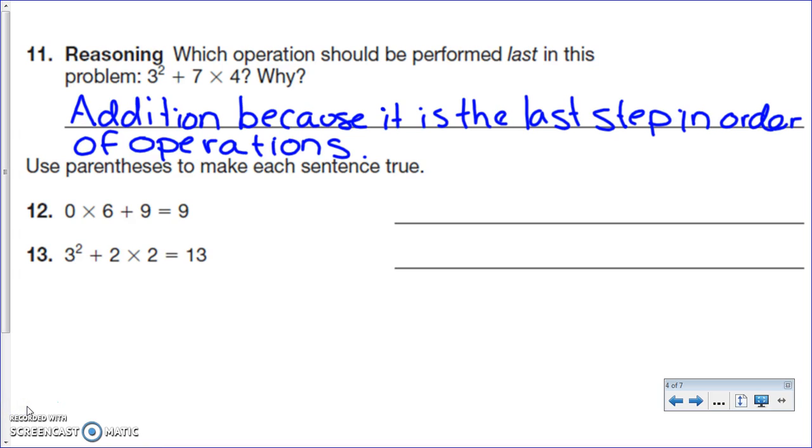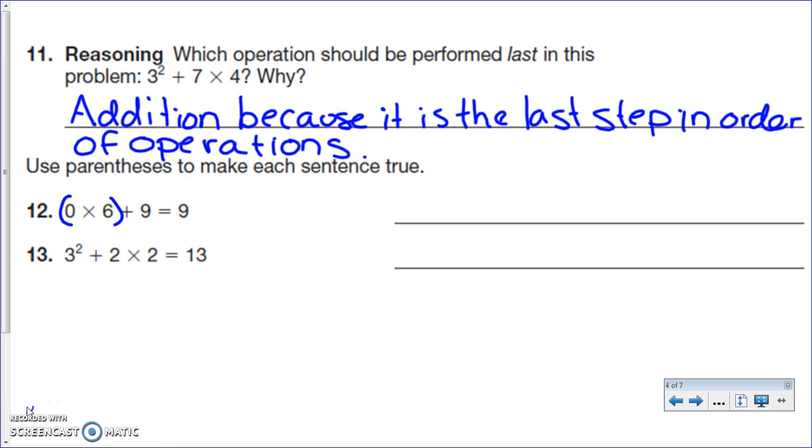For 12 and 13, they want us to use parentheses to make the sentence true. So we have 0 times 6 plus 9, and we want it to equal 9. So right now, to put the parentheses around, we need the multiplication. So we're going to put parentheses in front of the 0 and behind the 6. And then we end up with 0 times 6, which is 0, plus 9 is 9.